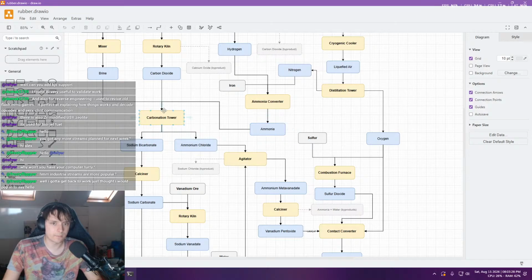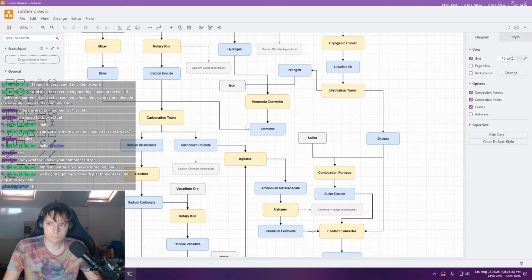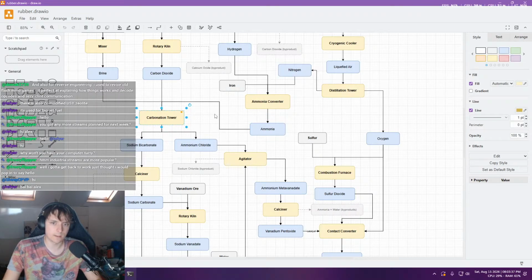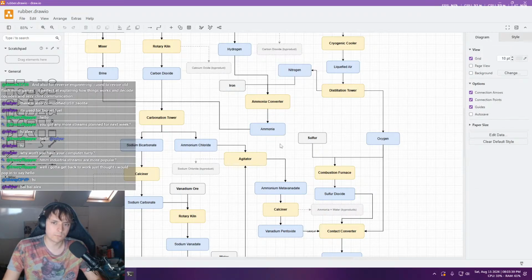Oh, I think it does. I think it goes in here. That's very confusing. Yeah, I think that goes from there to there. That's very weird because that's confusing. But yeah.